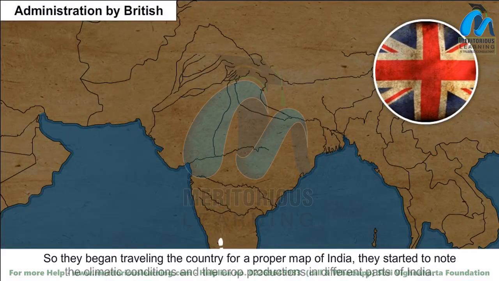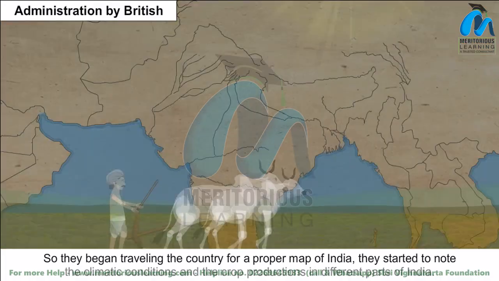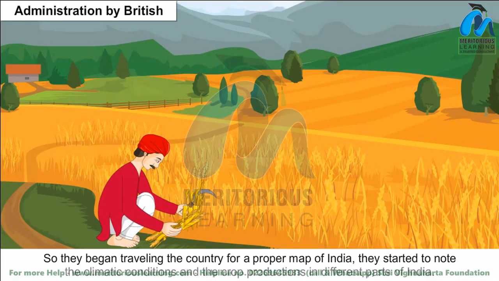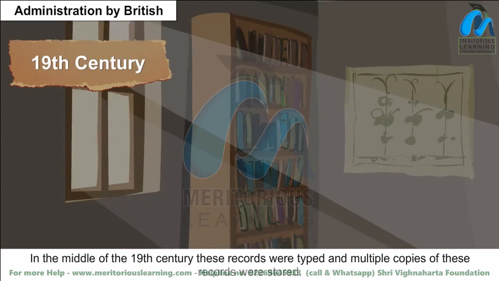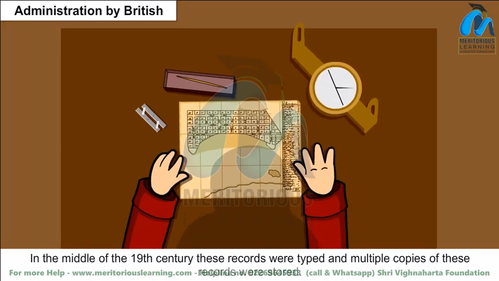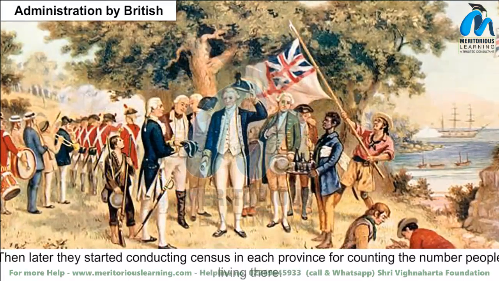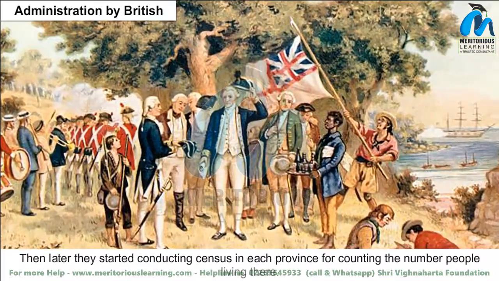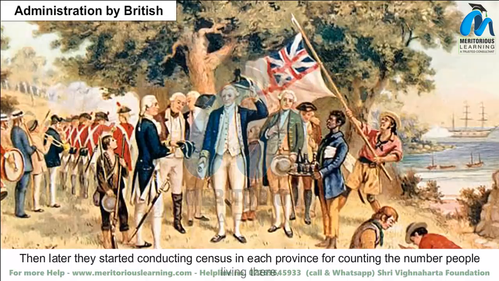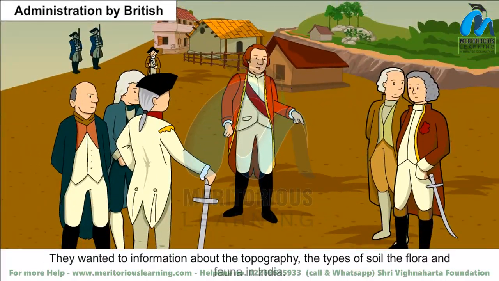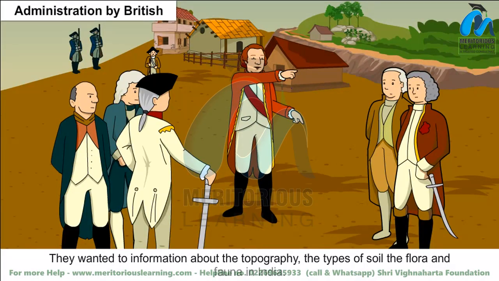So, they began traveling the country for a proper map of India. They started to note the climatic conditions and the crop productions in different parts of India. In the middle of the 19th century, these records were typed and multiple copies of these records were stored. Then, later they started conducting census in each province for counting the number of people living there. They wanted information about the topography, the types of soil, the flora and fauna in India.